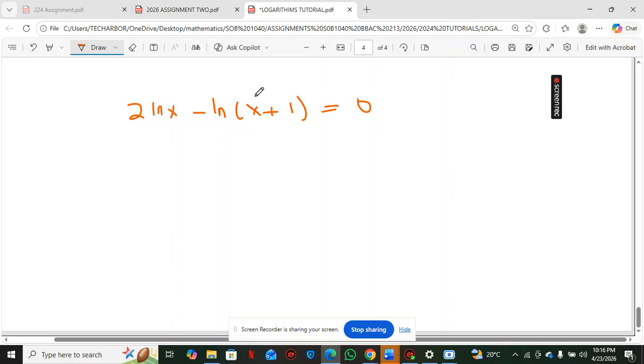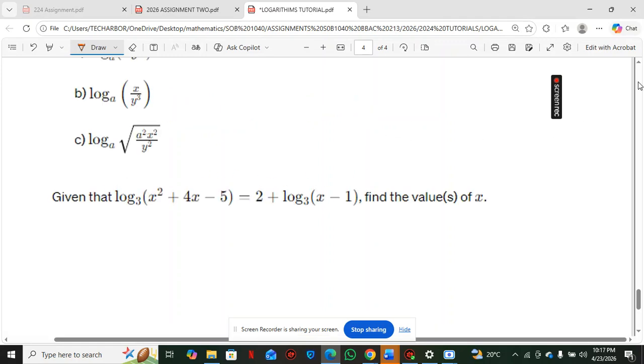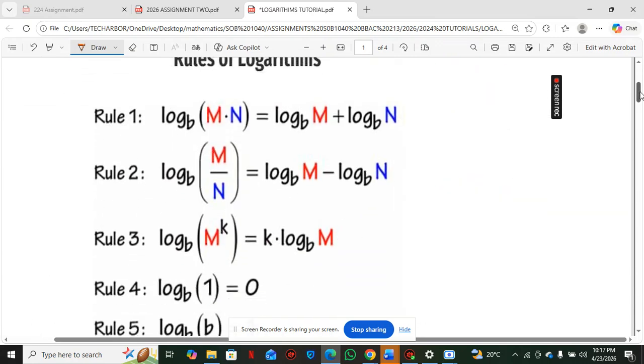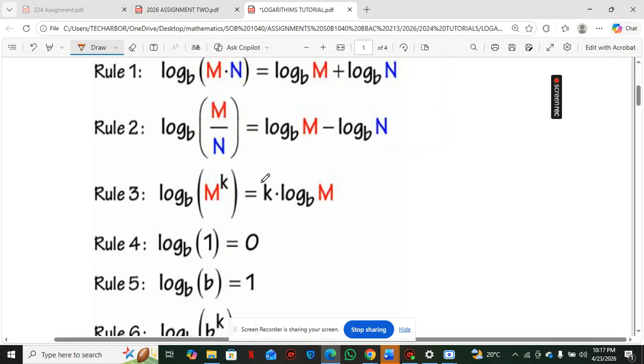All right. So the first thing that we're going to need to do is apply the power rule of logarithms. Let me show you the power rule of logarithms here. If you have a number in front of any logarithm, like the one we have here, 2 natural log of x, this number in front becomes the power. So this becomes natural log of x squared. This 2 natural log of x converts to natural log of x squared.